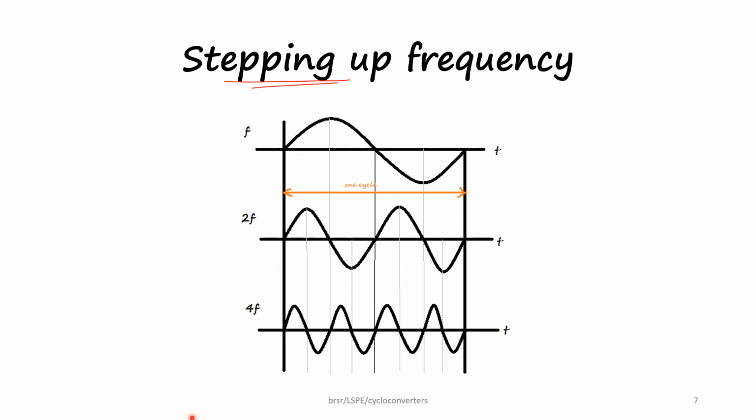In this picture, we see the first one as the sine wave. There is only one cycle in a time period. Let us take it as f. In the same time period, if we have two cycles, then it is called twice the frequency. And in the next one, we have four cycles. That means it is four times the supply frequency. By stepping up, we mean this, and using a cycloconverter, this can be achieved. So if the frequency is changed, then it can be applied to any machinery for speed control. This is stepping up frequency.